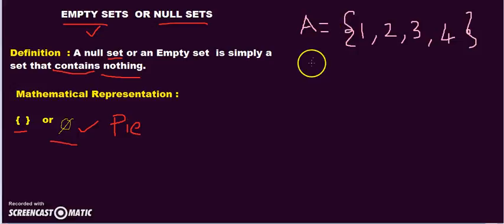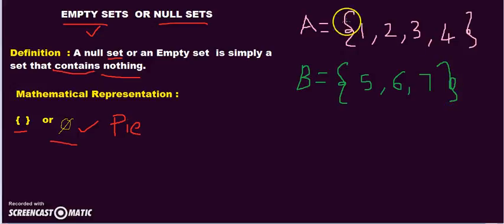Now we'll take another set B. This is my other set, B, which is equal to some elements as well: I have the numbers 5, 6 and 7. So this is my set A, which has 4 elements, 1, 2, 3, 4, which are natural numbers, and this is set B, which has 5, 6 and 7.